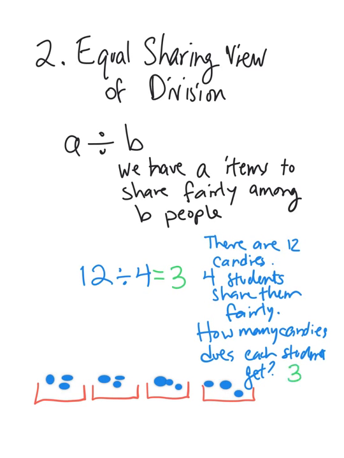Notice that the way that we distributed these out was different than with the measurement view or repeated subtraction. In that case, 12 divided by 4, we took 4 objects out at a time. But now this isn't talking about a group of 4 objects. This divisor, this 4, is talking about how many students are sharing. And so I have 4 of those. And so there's a fundamental difference between repeated subtraction and equal sharing.